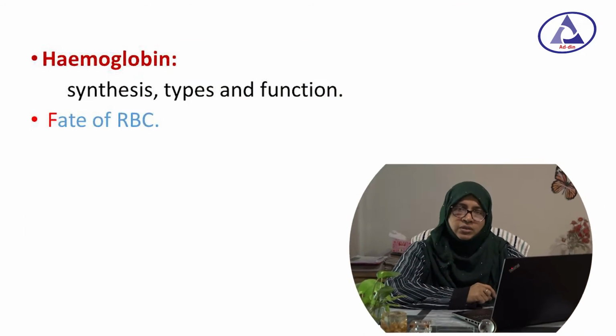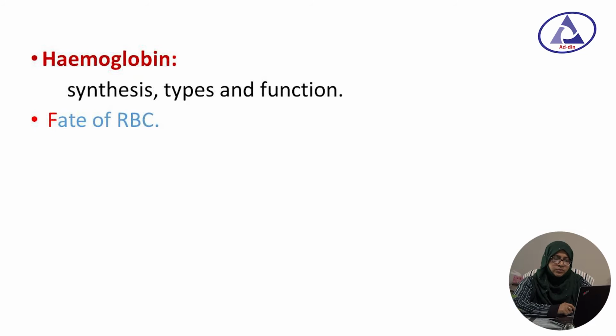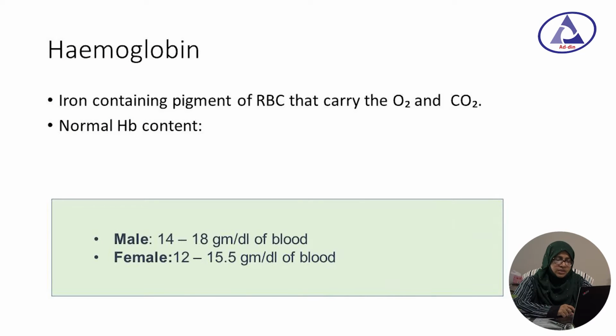Today I am going to discuss hemoglobin and the fate of RBC. So let's start. Firstly, what is hemoglobin? It is an iron containing pigment of RBC and it carries oxygen and carbon dioxide. Normally, the hemoglobin content of a male is about 14 to 18 gram per dl of blood, and female 12 to 15.5 gram per dl of blood.